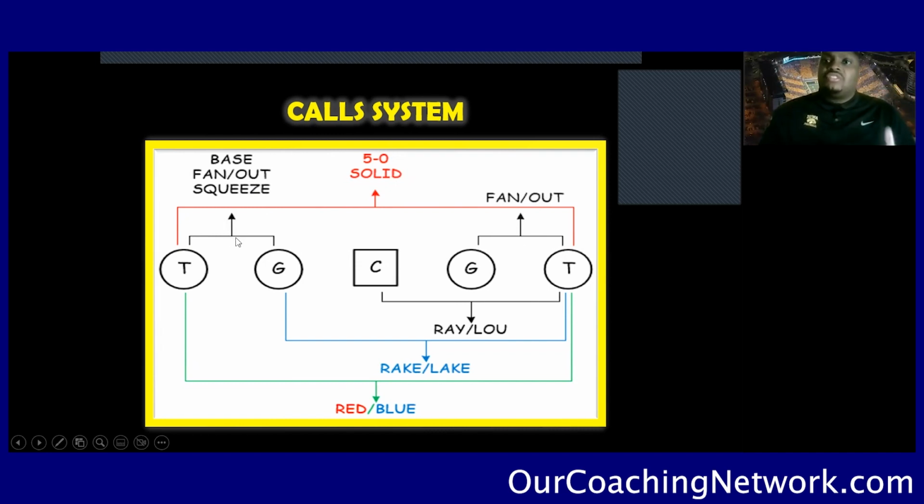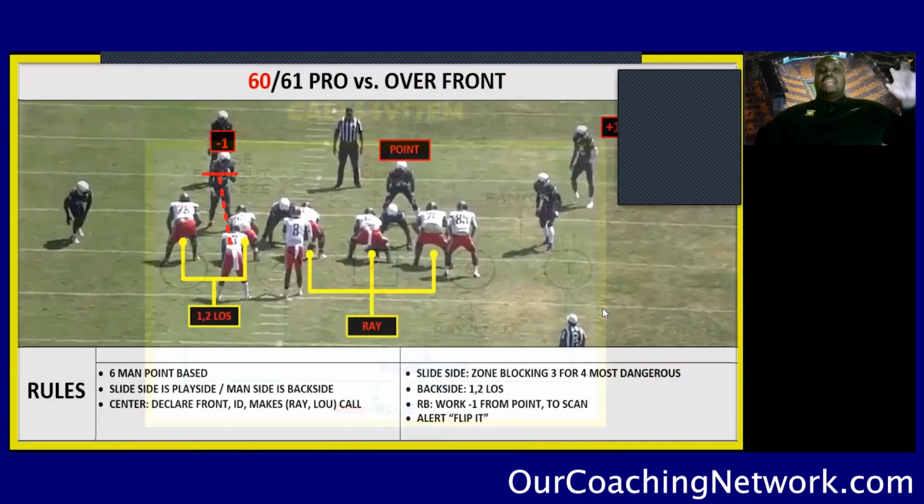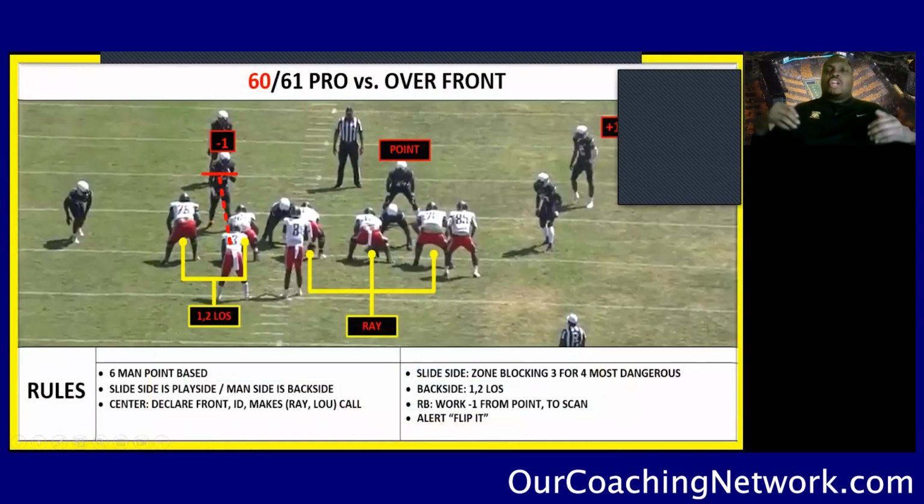And then you can squeeze on the backside if it's a 5-man protection. But today we're pretty much going to focus on your 6-man protection. So that's just a brief synopsis of what our call system is that we have in place for these guys, a simple diagram for them to learn. All right, so just a base understanding of what our 6-man even front protection is.